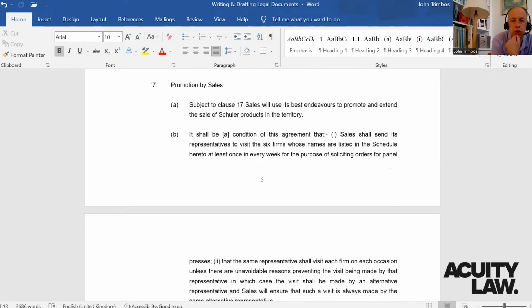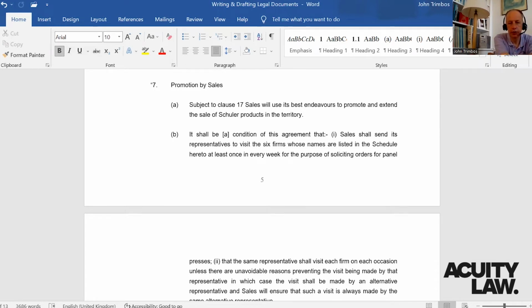There you go. It shall be a condition of this agreement that sales will go out once a week to sell panel presses and so on. And you'll probably remember from your law of contract days all about conditions and warranties and things. So on the face of it, a warranty is a lower level contract clause. And if you breach a warranty, then the other side can only ever claim damages as compensation. But a condition is a more fundamental term that goes to the root or the heart of the contract. And if you breach a condition, then the other side can repudiate the contract and bring it to an end.